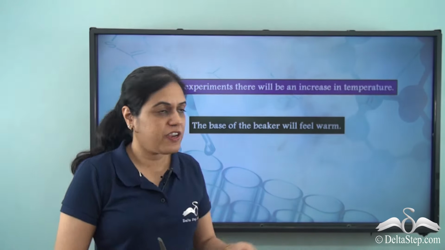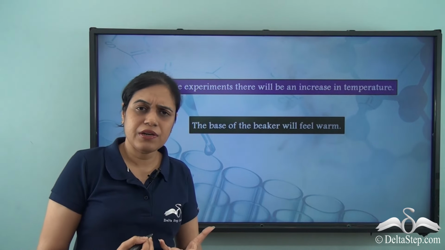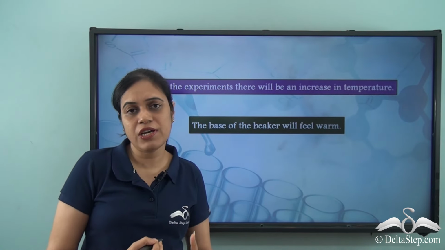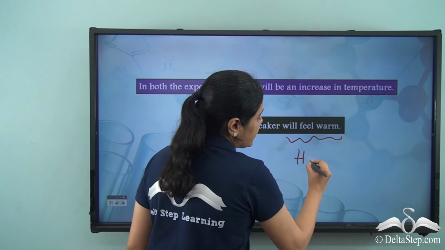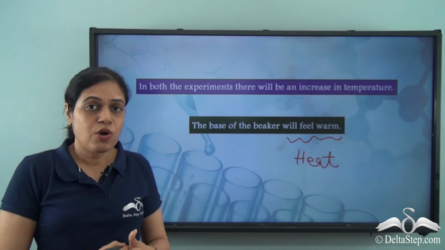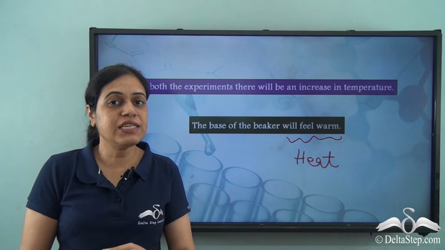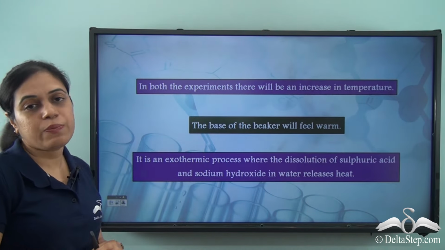and the base of the beaker will feel warm. So the base of the beaker, container, glass, whatever you are taking, it will feel warm, which means that heat is given out. And do you know what is the process in which heat is given out called? It is called an exothermic process.